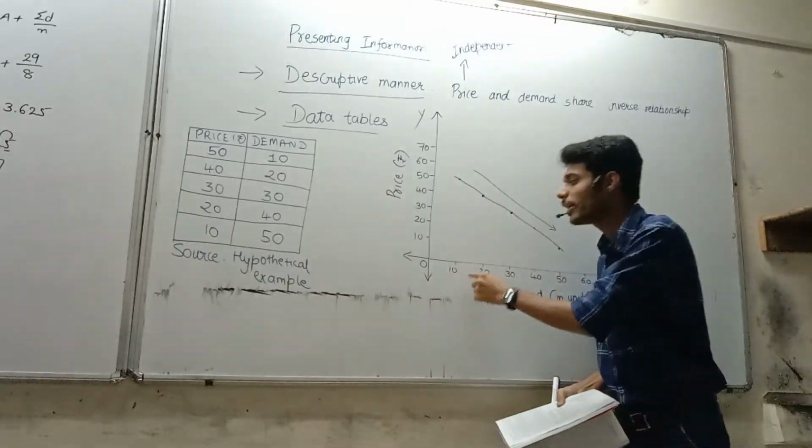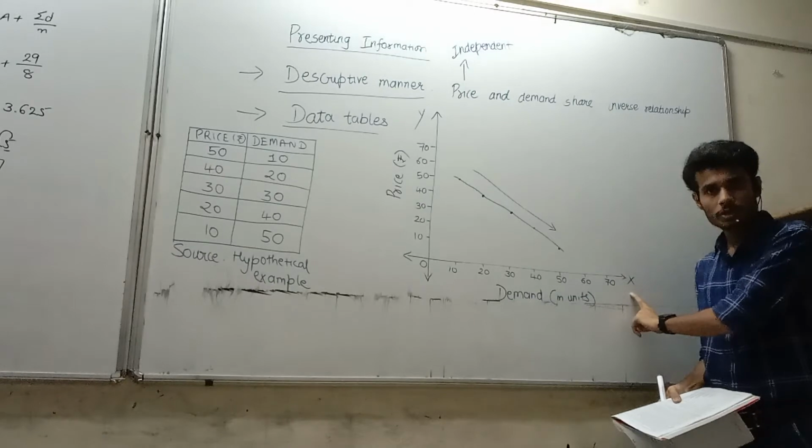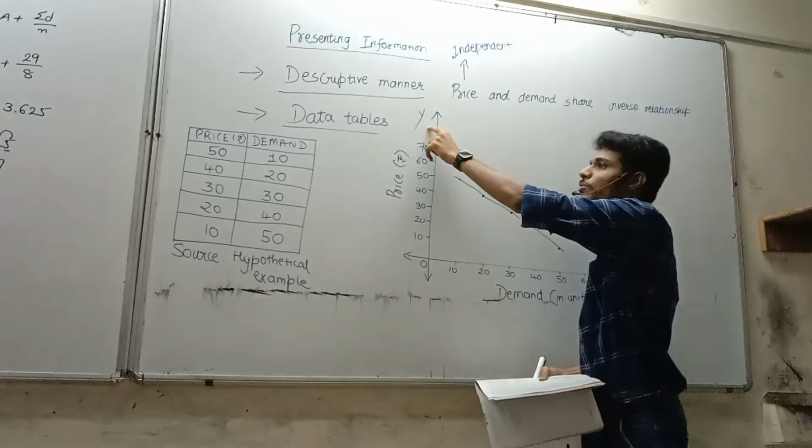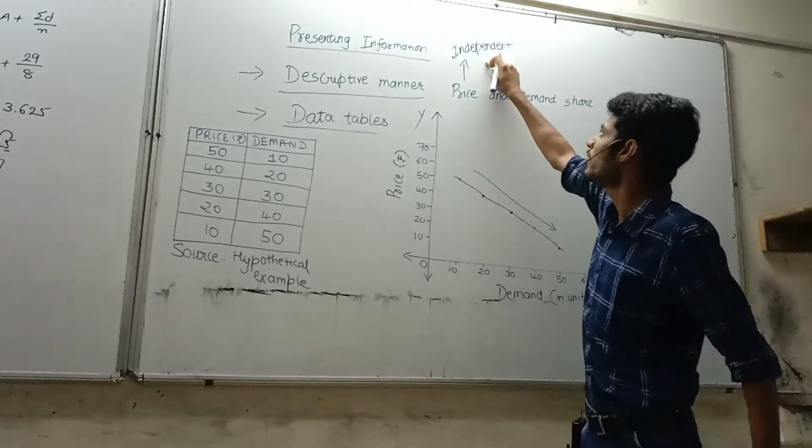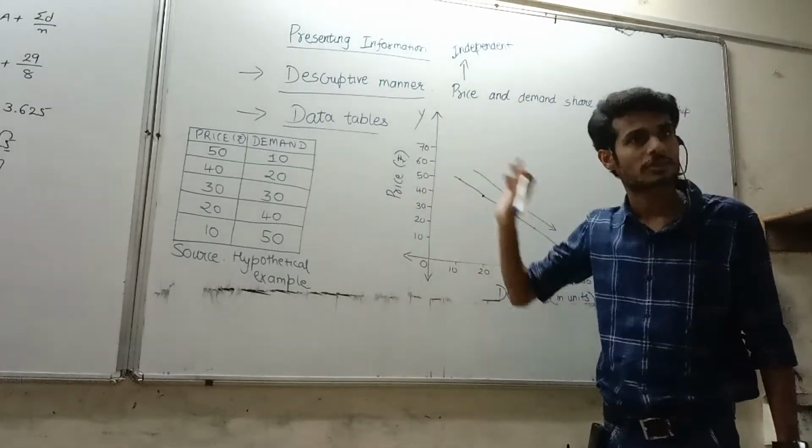So this is why the independent variable is always plotted on the x-axis and the dependent variable is plotted on the y-axis. But this is an exception. So we have plotted the independent variable on the y-axis currently.